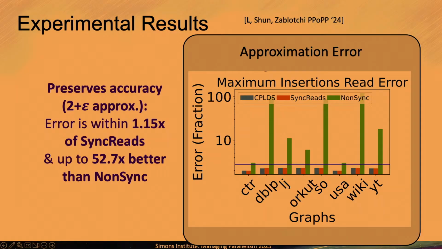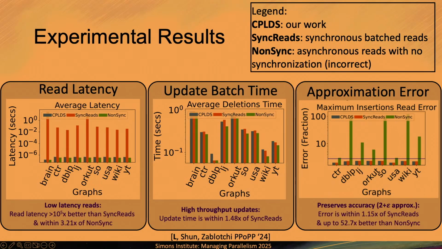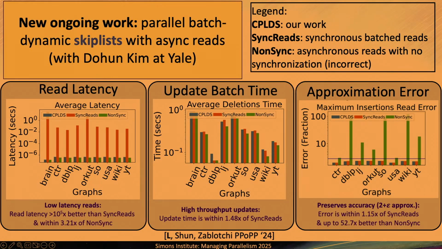So sync reads is always going to be correct because you perform the entire update. So sync reads will always give you the best approximation. And then we obtain 52x better than non-sync. We're doing quite a lot here. Yes, and now we're done.